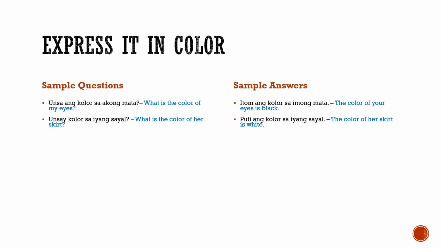Unsay color sa iyang sayal? The answer: puti ang color sa iyang sayal. Iyang sayal, his or her skirt, but in my example I just put her skirt. In my translation, I started with: the color of her skirt is white. But if you translate from the original phrase, puti ang color sa iyang sayal, puti is white, so I can just say: white is the color of her skirt.